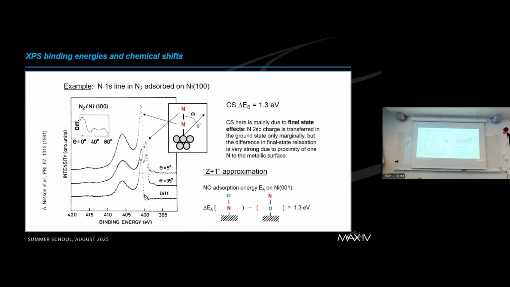One can understand this big shift of 1.3 eV if we use the so-called Z+1 approximation, where the core ionized nitrogen atom is replaced with an oxygen atom. Z+1 means the charge is increased by 1 in this case. This is like emulating the existence of a core hole. And if you calculate the difference in absorption between this and this molecule, so the same molecule but absorbed differently, it is about 1.3 eV.